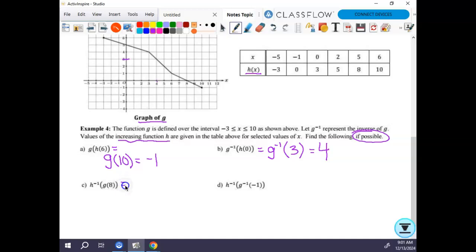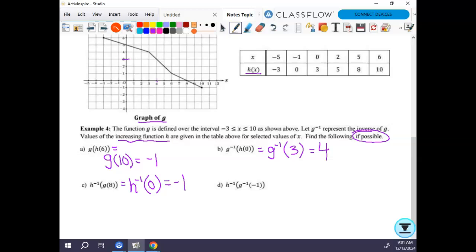All right, so then h inverse of, what is g of 8? 0. And then h inverse of 0? -1. Everybody good with all that?